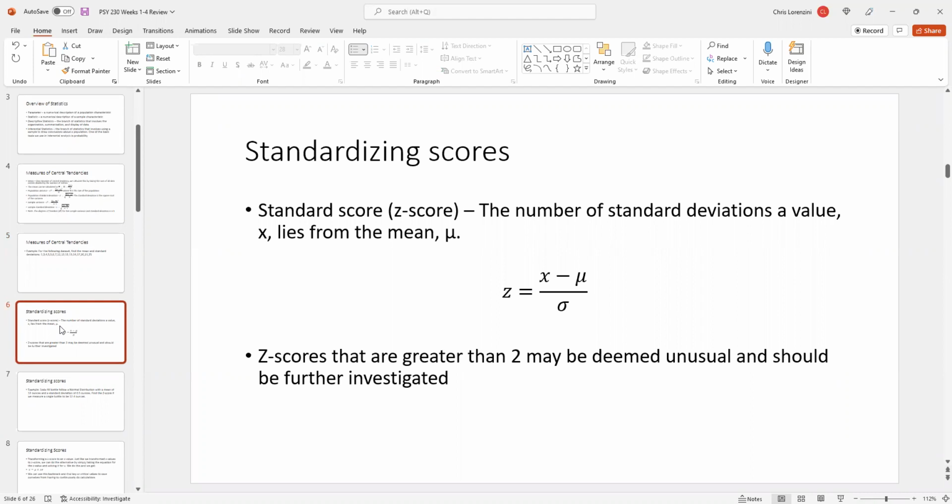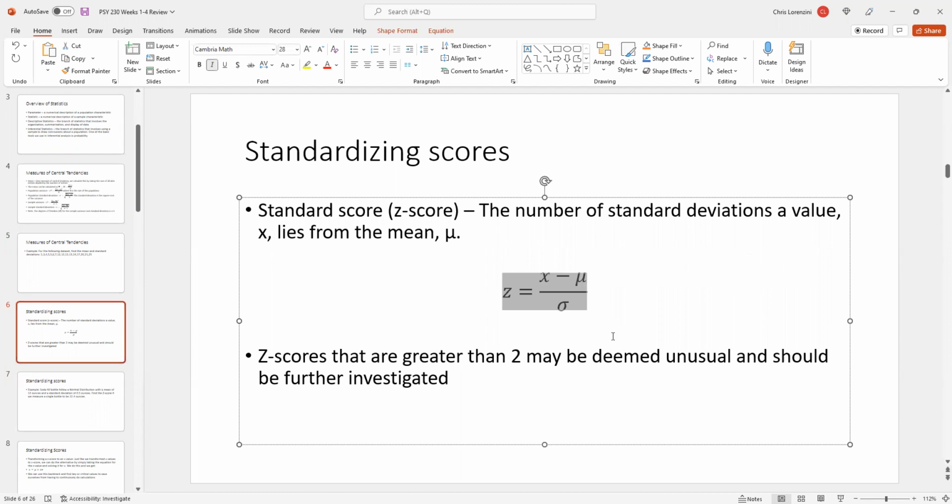For example, if the exam average on our final exam happens to be 70% and the standard deviation is 10, then anything that is 1 standard deviation away would be 10 points from the mean. So a score of 80 would be 1 standard deviation from the mean because the standard deviation is 10. I add 10 to 70, I get 80. This just tells me how many standard deviations away from the mean the data point I'm looking at is.